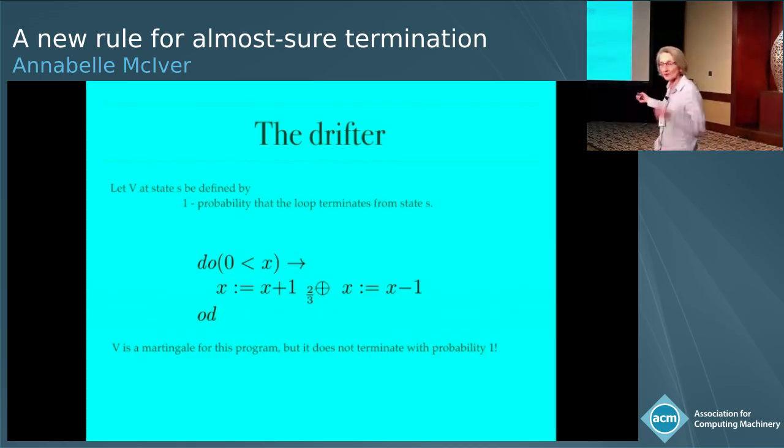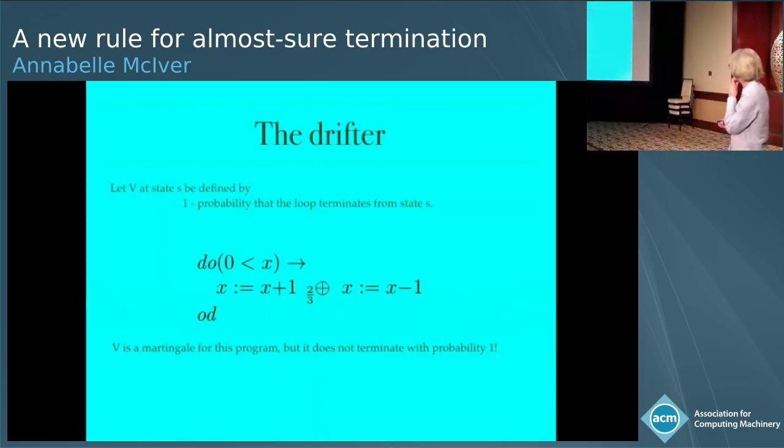Again, if you just go to a probability book, you'll see that if the probability of increase is more than a half, then there is a non-zero probability of the x just growing larger and larger and wandering off to infinity, which is why I've called it the drifter.